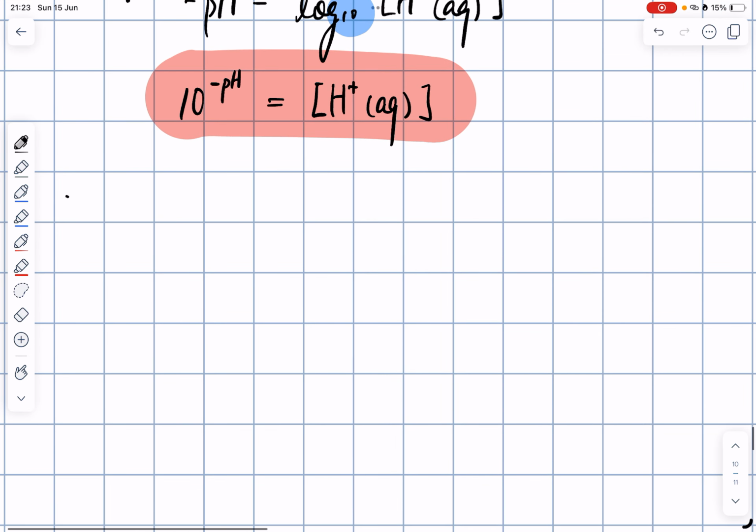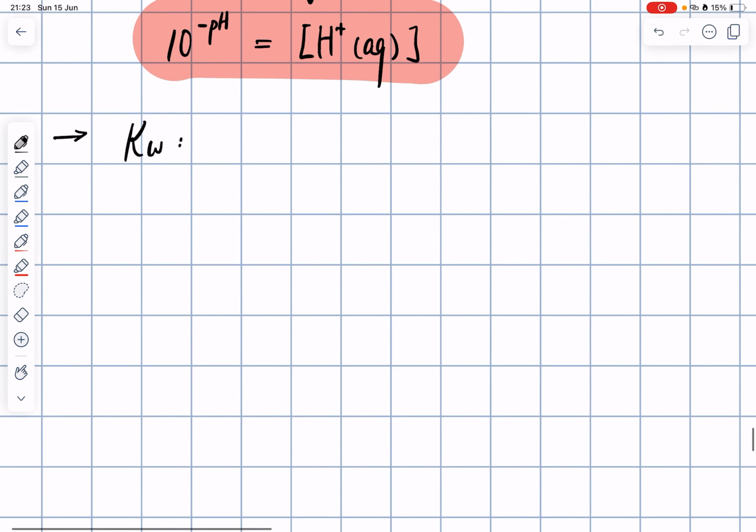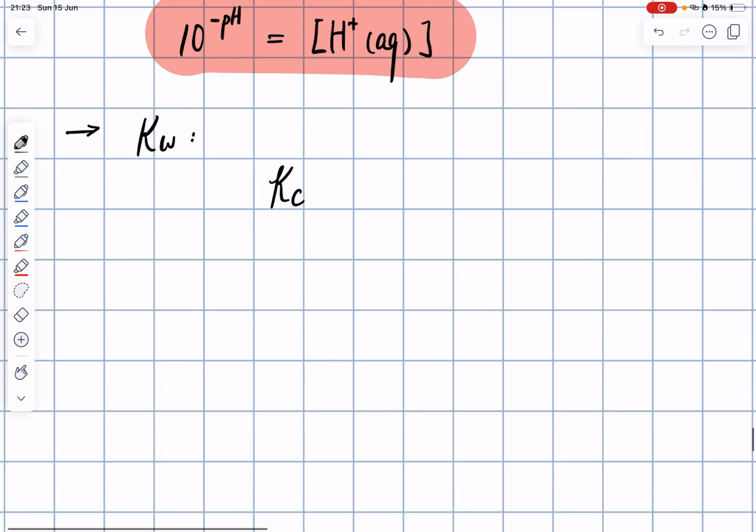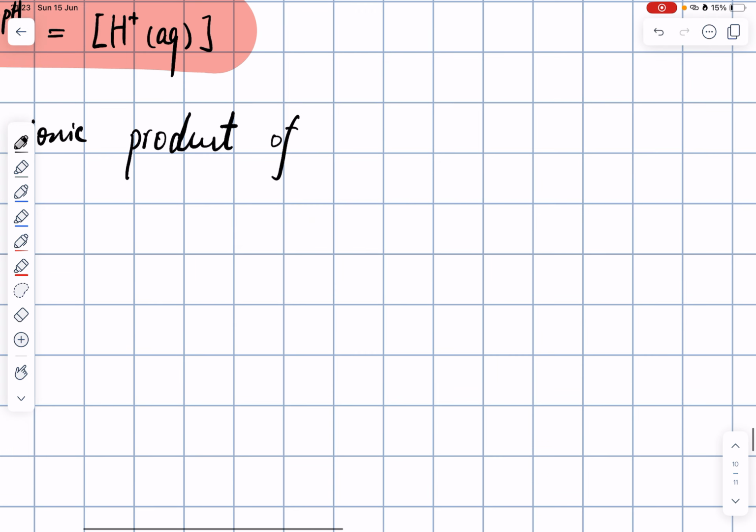Then we are defining Kw. What is Kw? It looks weird. You may recall from our AS chemistry there's a term called Kc. Kc is the equilibrium constant. So Kw is another form of equilibrium constant, but it's for water. We call it the ionic product of water.